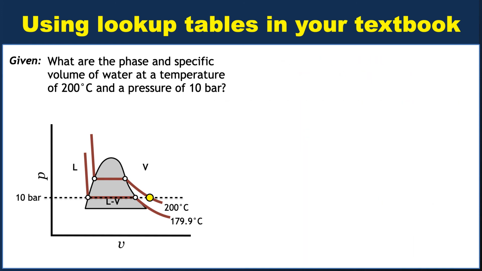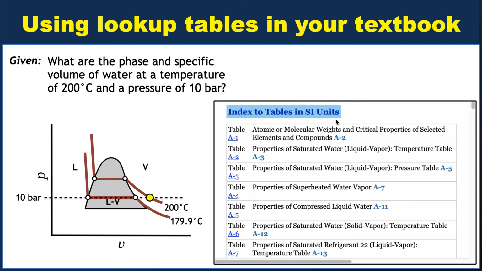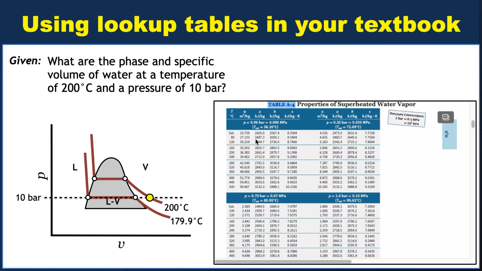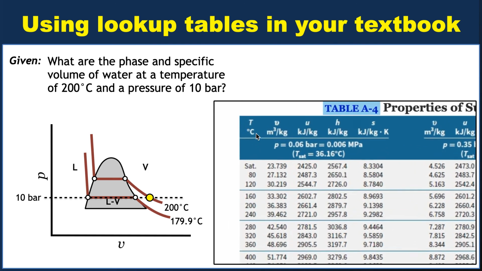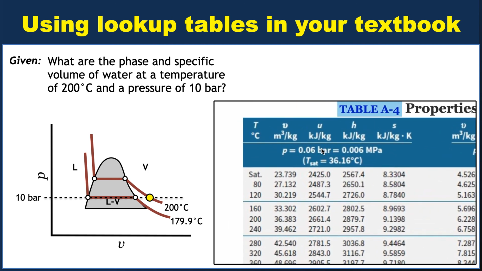So to do that, we'll have to actually look in the superheated vapor table. So we're going to open that up. And this one, you can see, is table A4, superheated water vapor. That's what we're after. Click on that. These tables are interesting. They're arranged according to pressure primarily and then temperature secondarily. So we want to look up a pressure of 10 bar.